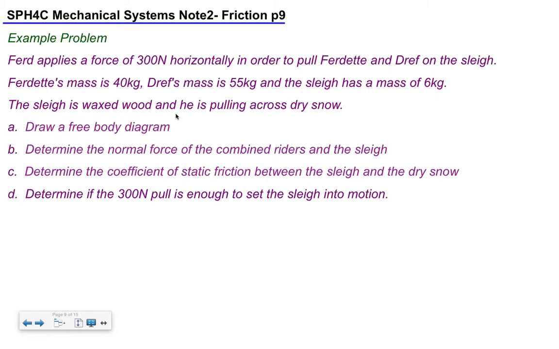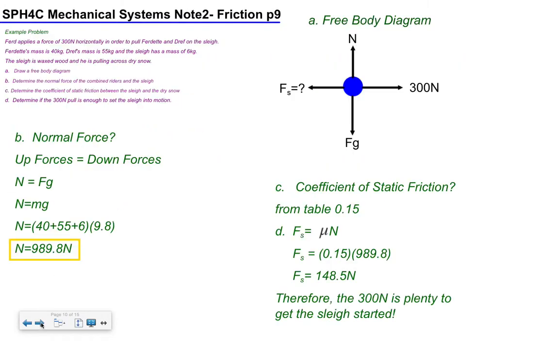So this is very specific, so I could look it up on the table. I'm going to look up the mu. So first, draw a free body diagram, find the normal force, find the coefficient of static friction, and find out if he's pulling with 300 newtons, is that enough to get the thing going? Okay? And what I'm saying is, if this force of static friction is greater than 300, then he's not giving enough force. But we'll see.